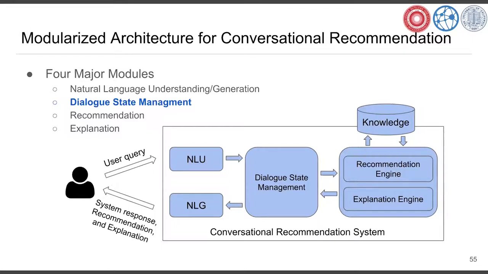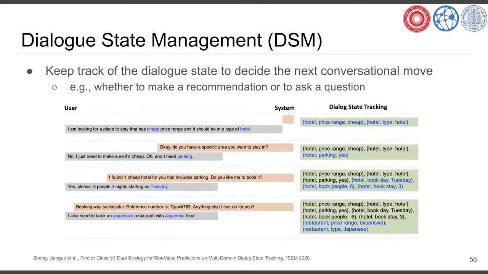Previous works are the typical works that focus on the natural language understanding and the natural language generation part. And then we also introduce some work that highlights the dialogue state management part. In the conversational AI system, the dialogue state management will keep track of the state of the dialogue and also support making decisions about the next system action.